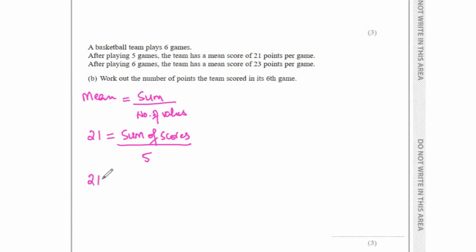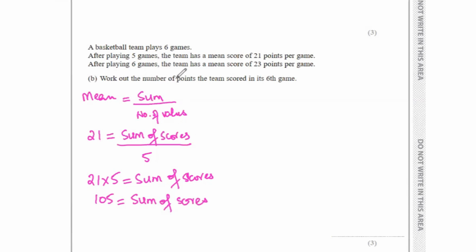So then we cross multiply. You want 21 times 5, which is equal to the sum of scores. 21 times 5 is 105. That is your sum of scores for the first 5 games. Now we move to the 6 games.